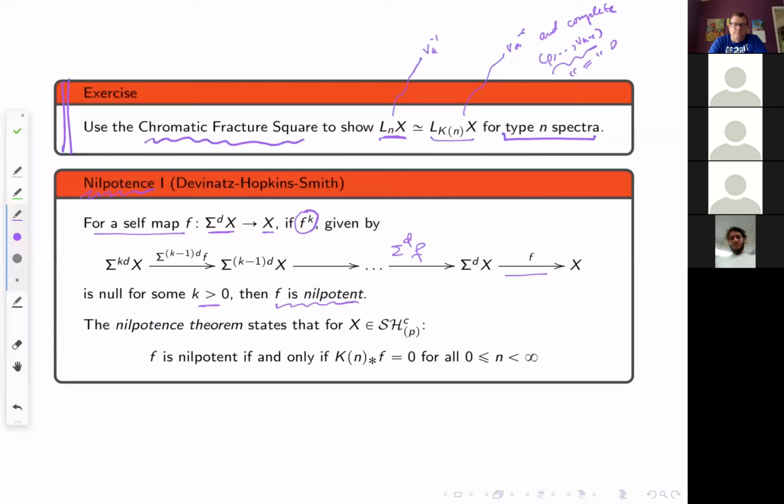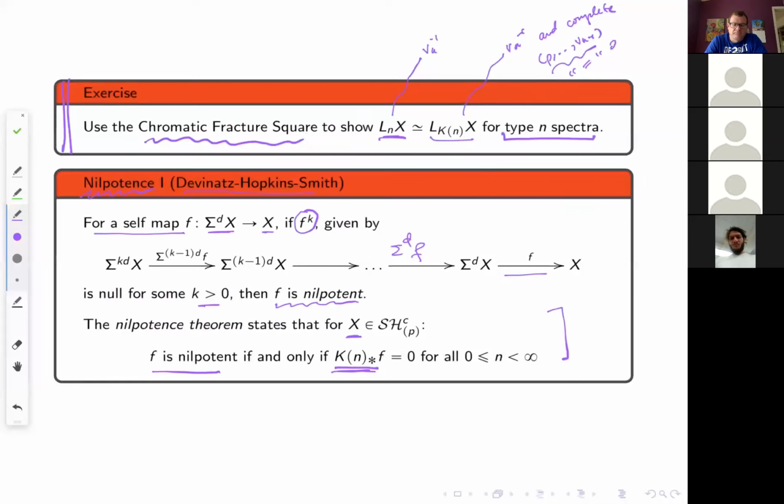One of the breakthrough theorems in this field is the nilpotence theorem by these three. It says that if you have a spectrum which is finite and p-local, then a self map is nilpotent if and only if its Morava K-theories vanish for all n. If you were wondering why you care about the Morava K-theories, questions like which maps are nilpotent are classical questions in our field, and having the Morava K-theories at hand is a test for checking for nilpotence.